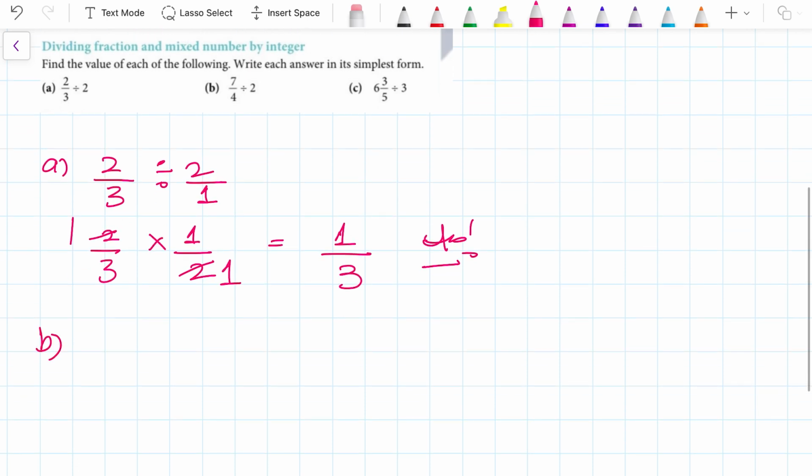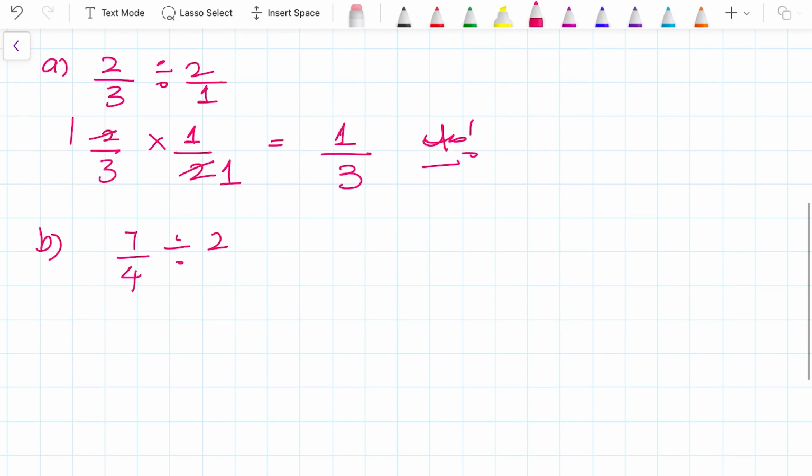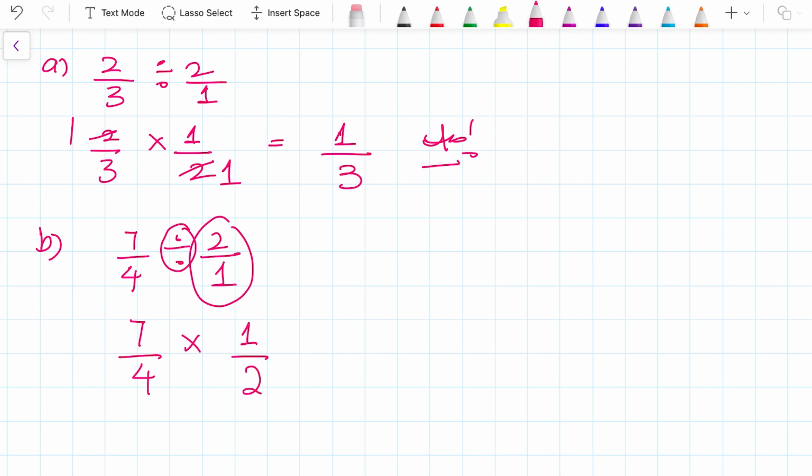Let's take the second part. 7 upon 4 divided by 2. This is 2 upon 1. The division sign changes into multiplication, and this fraction will reciprocate. Now there is no simplification possible here, so we will just multiply the numerator with the numerator and denominator with the denominator. So we get 7 upon 8 as my answer here.